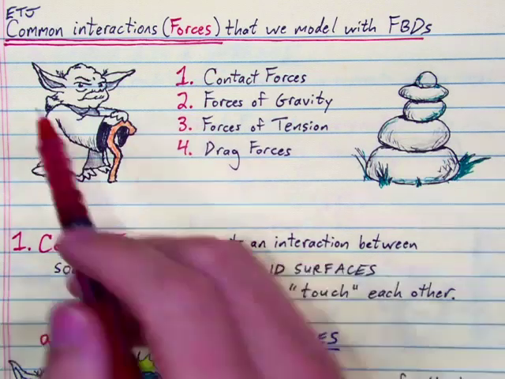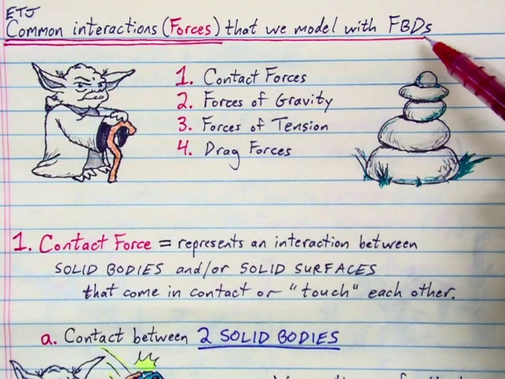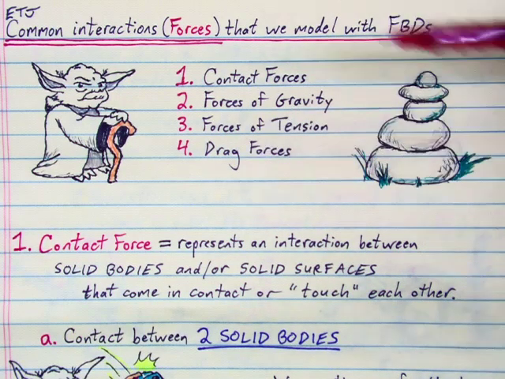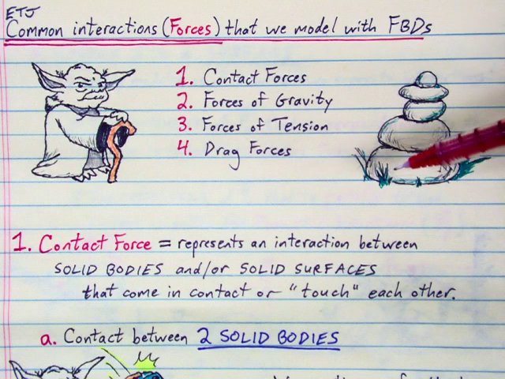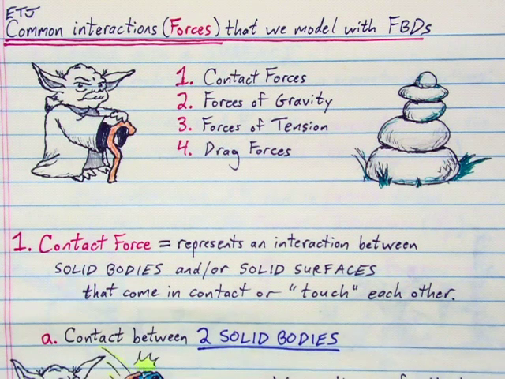Let's discuss the most common types of forces, the ones that appear most often on our free body diagrams. They're contact forces, gravity, tension, and drag. We'll look at each of them. And then at the end, I'll ask you to try drawing a few free body diagrams. Okay, number one, contact forces.